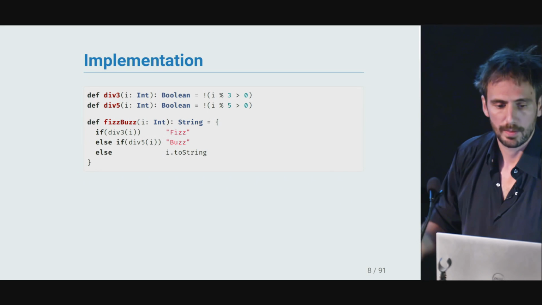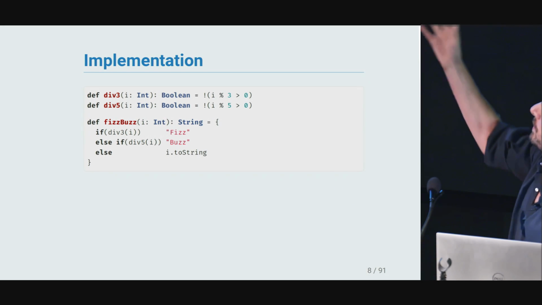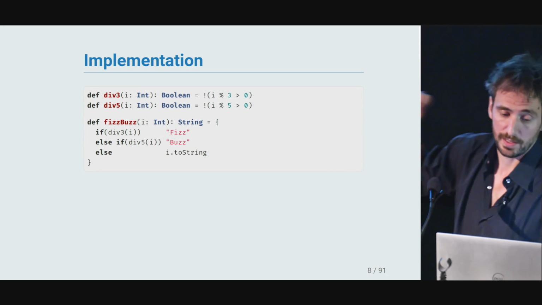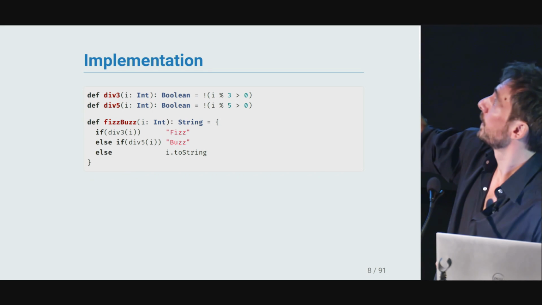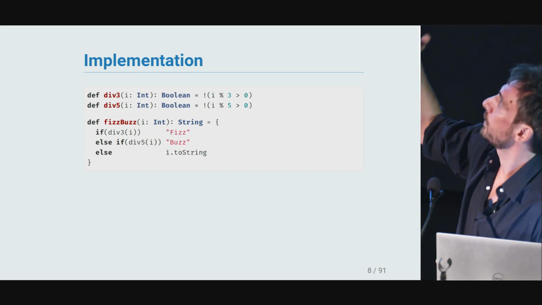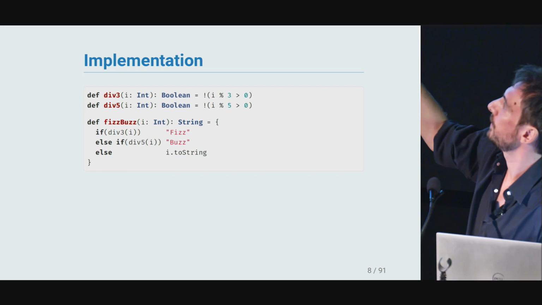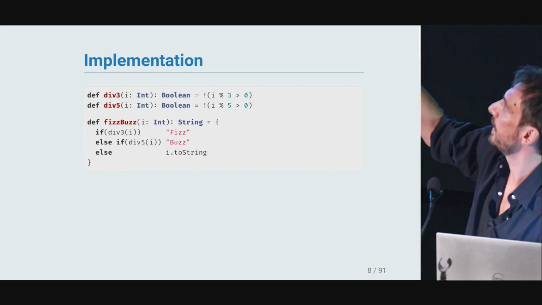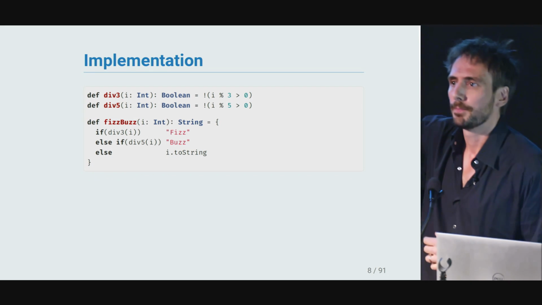And then we're going to implement it. Implementation is not terribly interesting. It's just basically the specifications. So how to check whether a number is divisible by 3 and by 5: if it's divisible by 3, fizz; by 5, buzz; otherwise, the number itself.